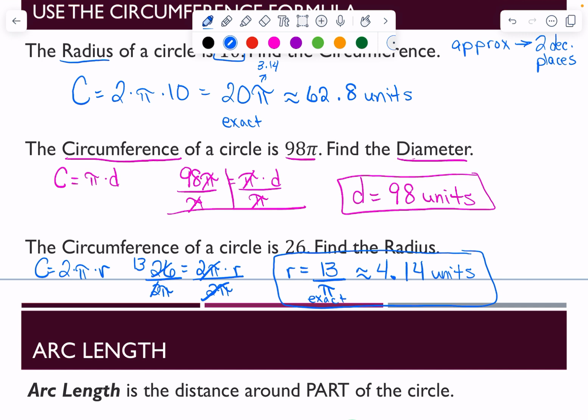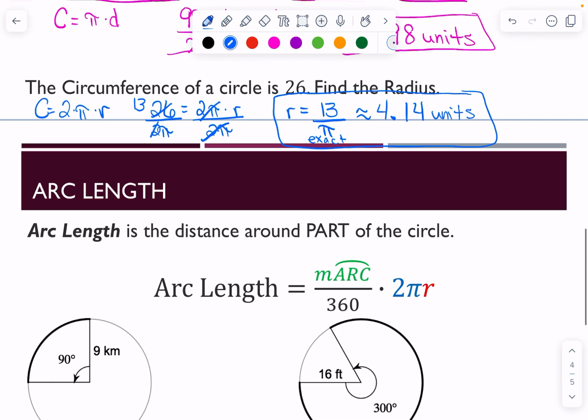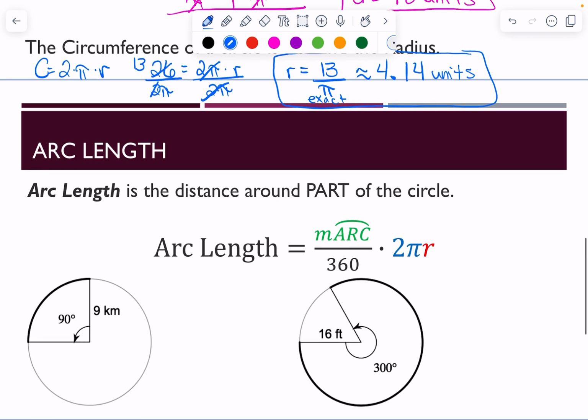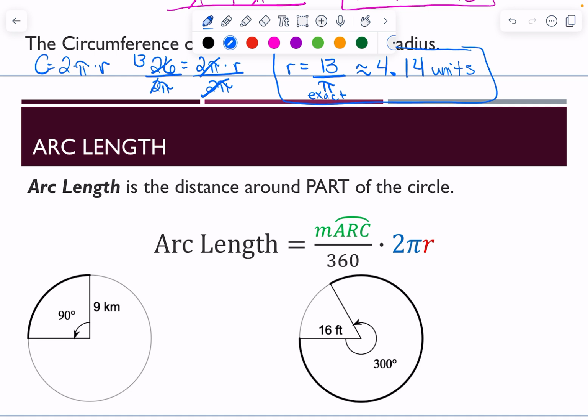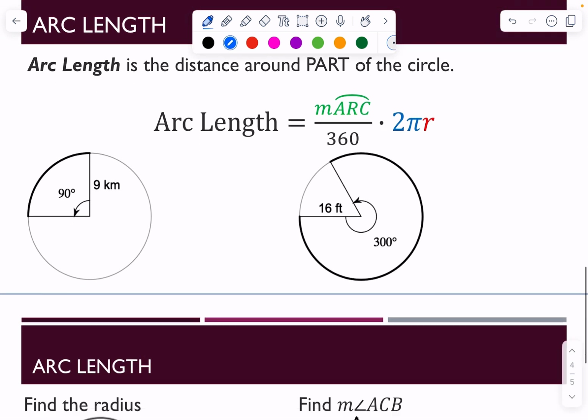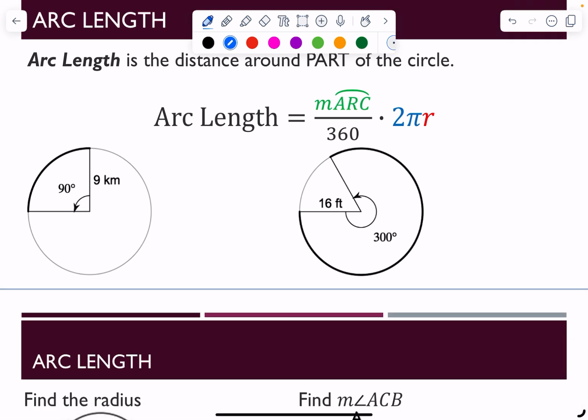All right. Next one then is we're going to go into this thing called arc length. Arc length is kind of like circumference. It is the distance around part of the circle. And that part of the circle is determined by an arc. So when we look at this, we're going to basically build a ratio of the arc that we're figuring over 360, the full circle. So it's going to build a ratio of the circumference. Arc length is a portion of the circumference.